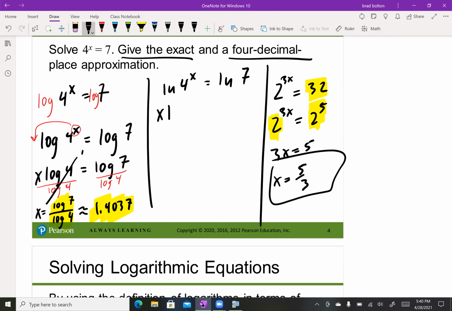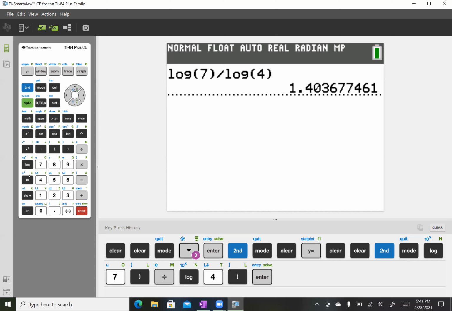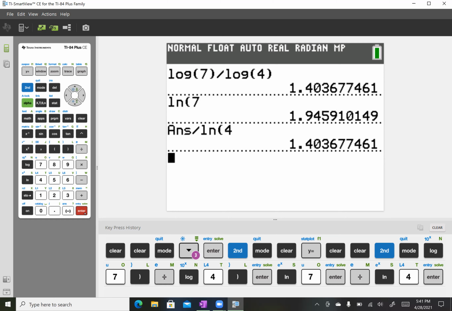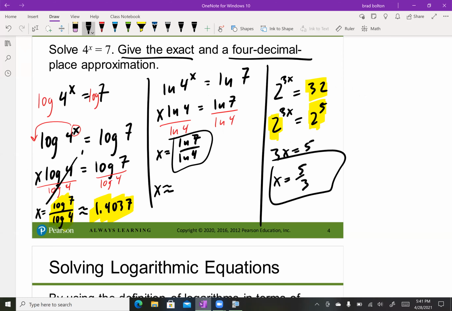Once again, we're going to move the power to the front. So this is x times the natural log of 4 equals the natural log of 7. Divide both sides by the natural log of 4. So we have x equals natural log of 7 divided by natural log of 4. So this is the exact answer, right? And then we can have a decimal approximation. We'll do natural log of 7, enter, divided by natural log of 4, enter, and we get 1.40367. So once again, the same answer, 1.40367. So I'm going to round that to 7. Okay, so once again, we have our decimal and our exact. This is the exact. This is the decimal approximation.